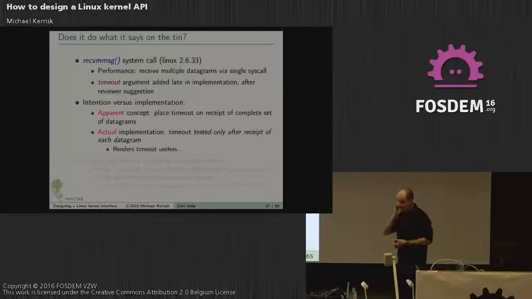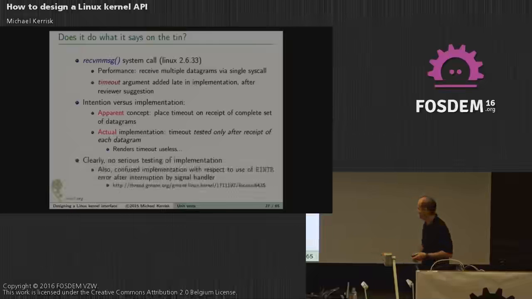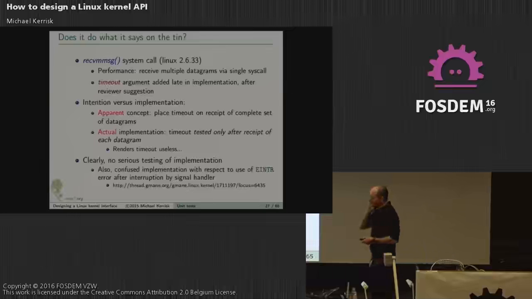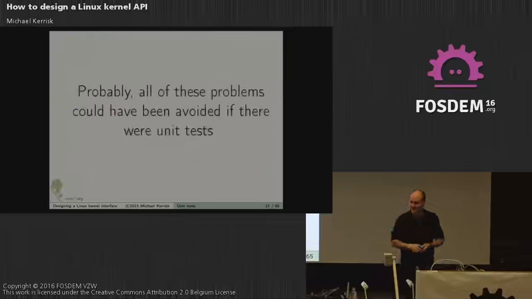I suppose the idea of the timeout was that it would be a timeout on receiving all of the datagrams. So you might do a recvmmsg call where you say, I want to get 5 datagrams, and you give a timeout of, let's say, 3 seconds. If those 5 datagrams arrive in the 3 seconds, you get 5 datagrams. But if fewer arrive, you get fewer datagrams because the timeout expired. The way it actually works is the timeout only gets started after each datagram arrives. So if you make the call and no datagrams arrive, you never time out. Again, there's clearly no serious testing of the implementation.